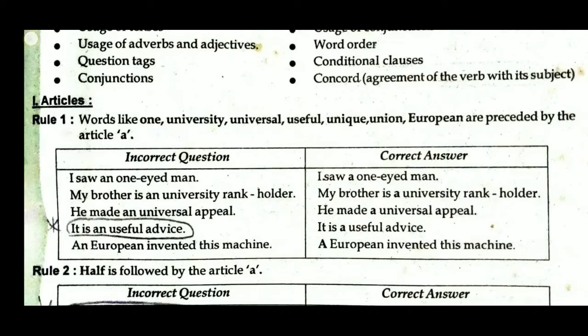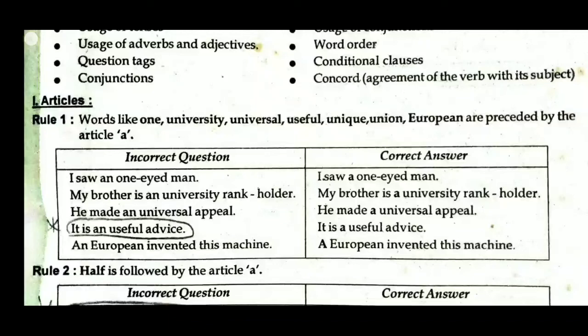These are all exceptions. When we pronounce one, it gives a W kind of sound, so that we are pronouncing that word as one. So we have to use a, not an. Likewise, university, Y-U, not U. University, so that we are using a instead of an.